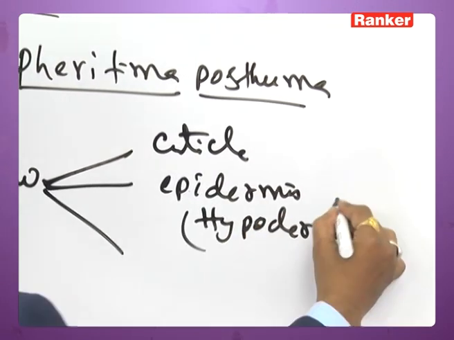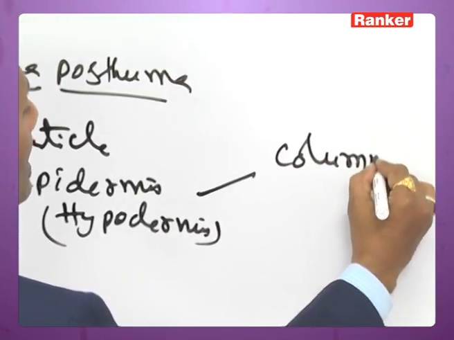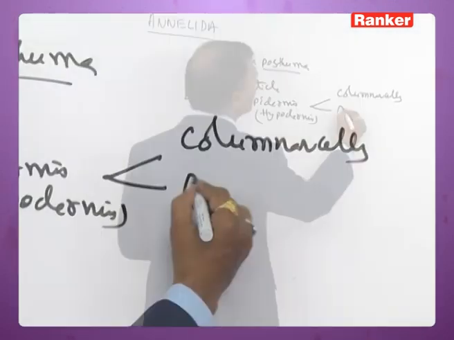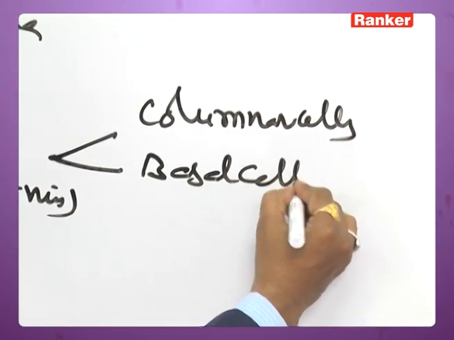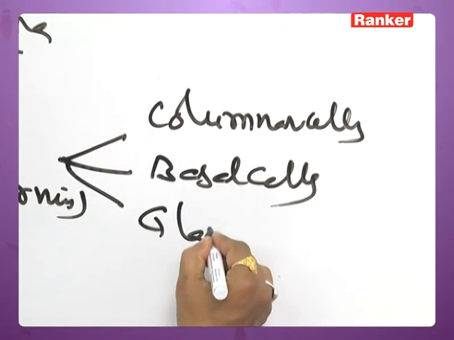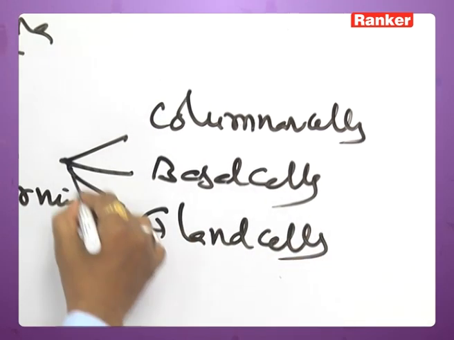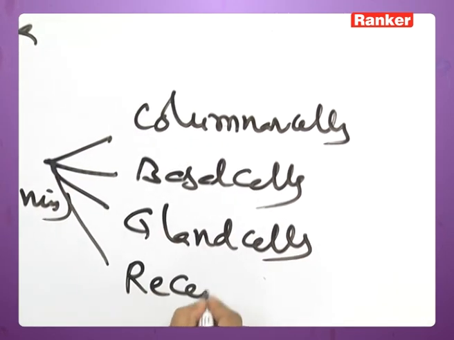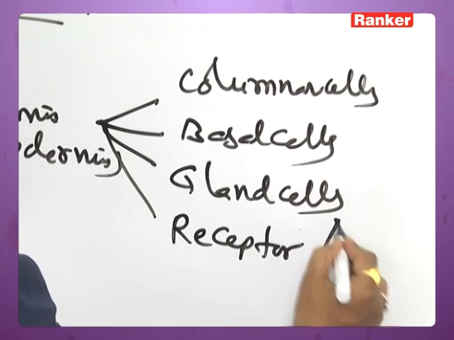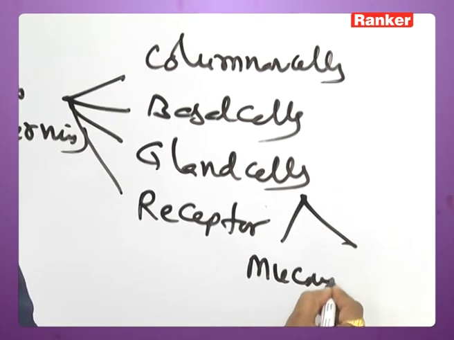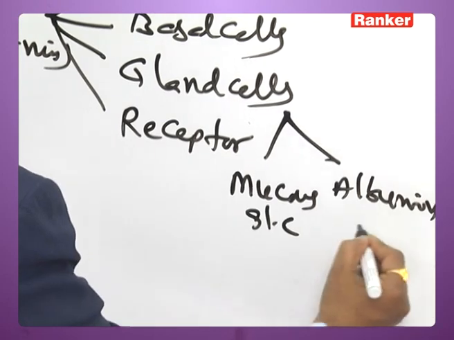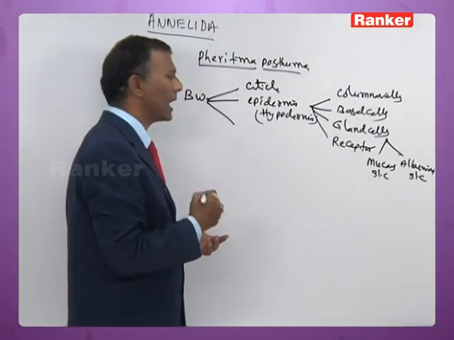The epidermis or hypodermis has columnar cells that form the bulk of the epidermis. Basal cells are present. They are the totipotent cells in earthworm. Then gland cells are present and receptors are present. So four kinds of cells are present. These gland cells in turn are divisible into two types: mucous gland cells and albumin gland cells.